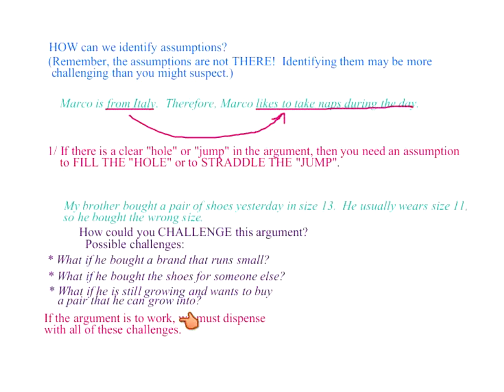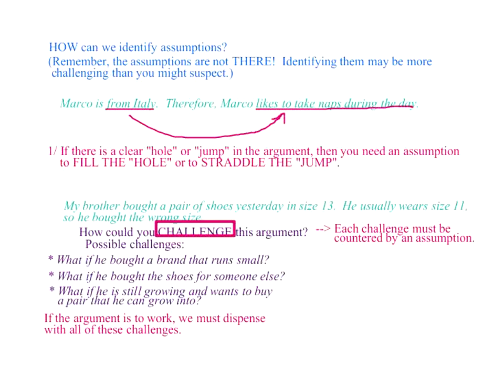So we have to dispense with these challenges. We have to get rid of them. We have to prove that they are not really challenges. For every challenge that you can conceive of, there has to be some sort of assumption that gets rid of it. So each challenge must be countered by an assumption, because that's the only way to say that these challenges are not valid: we were just assuming that they weren't.